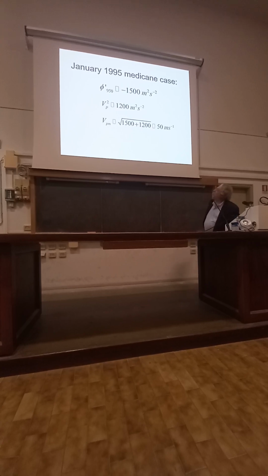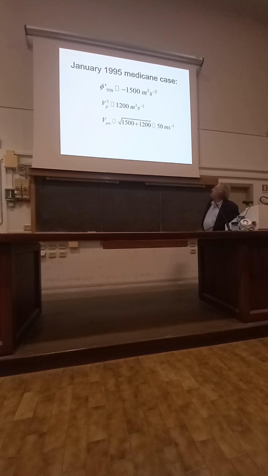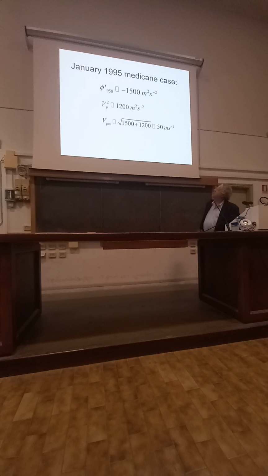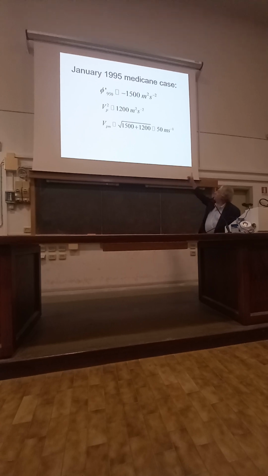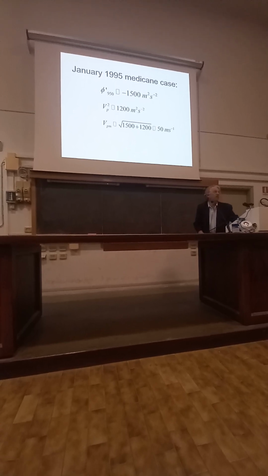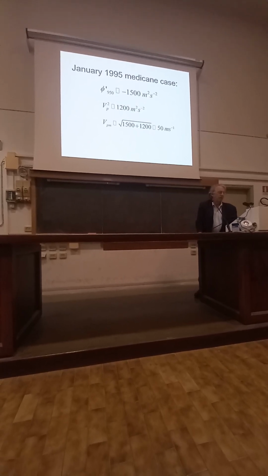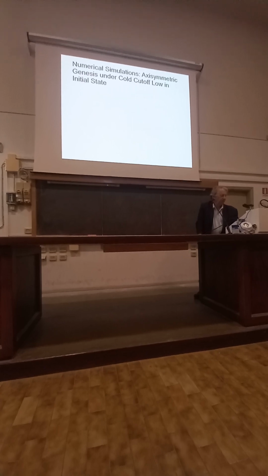So in this case, this is the Medicane in January 1995. The perturbation at maturity of the geopotential at 950 was about 1,500 meters squared per second squared. The normal, or the conventionally analyzed potential intensity squared was 1,200 meters squared per second squared. Therefore, the modified potential intensity is about 15 meters per second. You can see that the modification is non-linear. Without it, we don't have enough potential to form a cyclone.